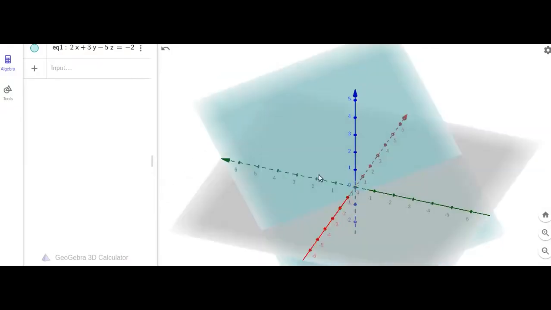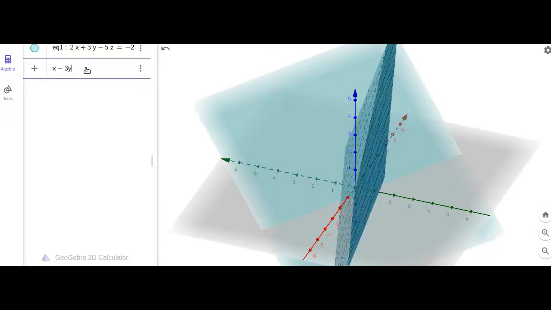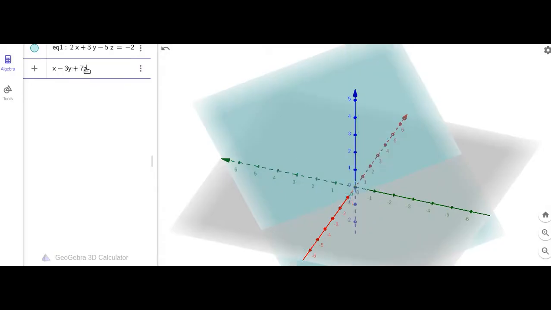So as I promised, you type any quantity in x, y and z. It should not be x square, y square, z square. It should be first degree. Look, x minus 3y plus 7z is equal to 6. See, another plane.